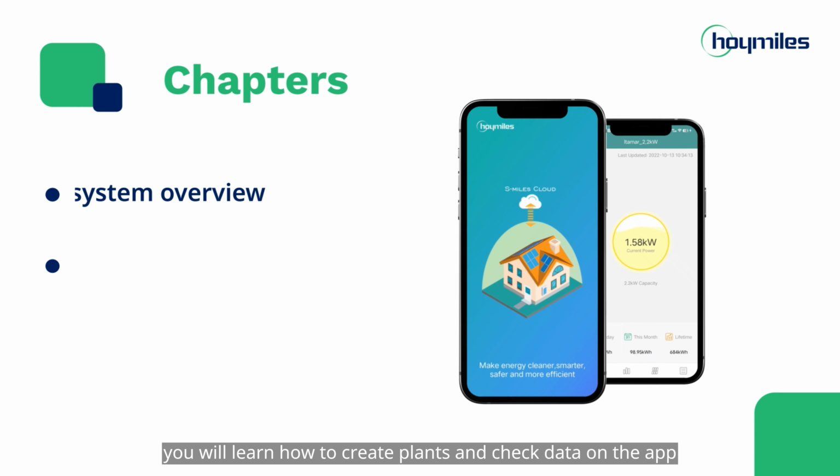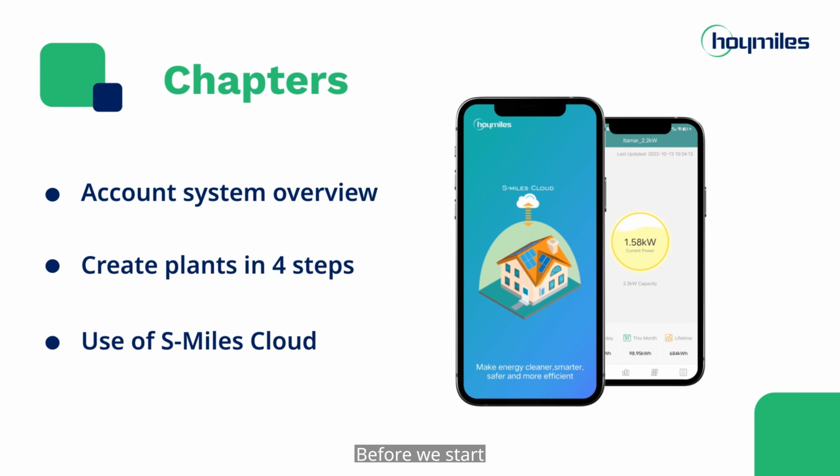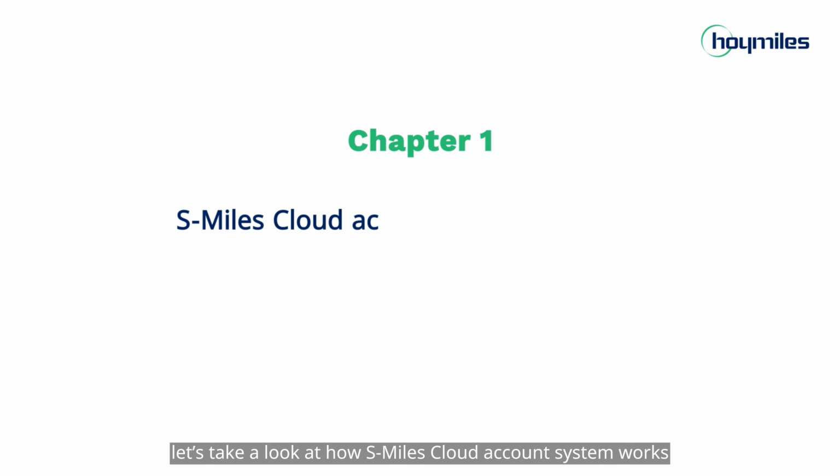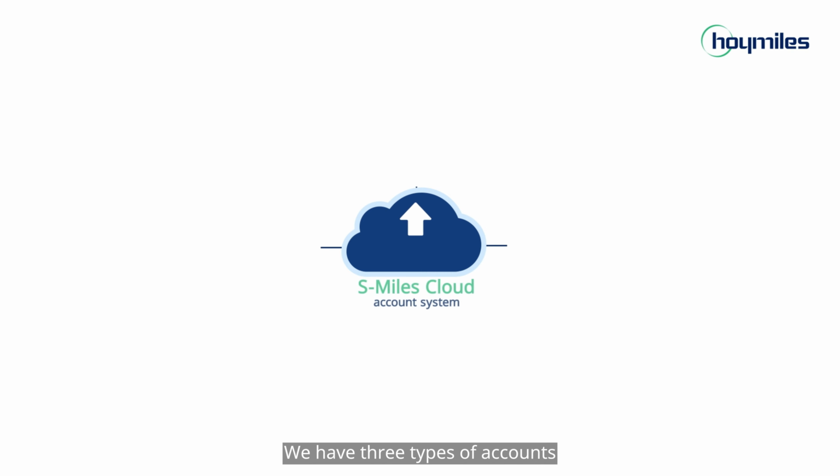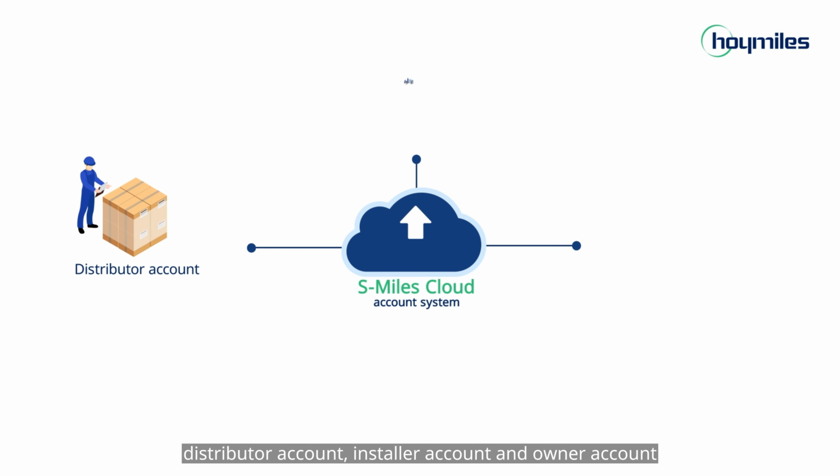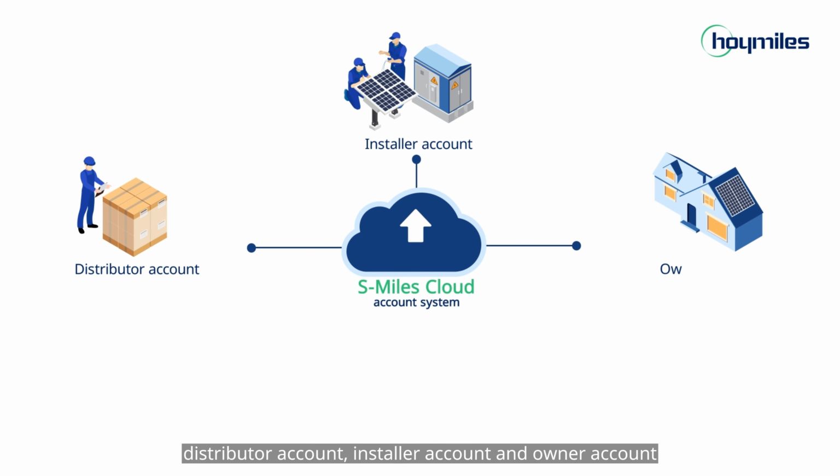In this video, you will learn how to create plants and check data on the app. Before we start, let's take a look at how the S-Miles Cloud account system works. We have three types of accounts: distributor account, installer account, and owner account.